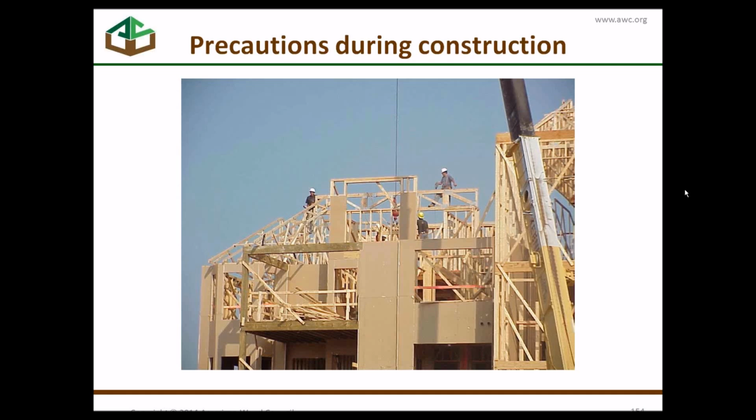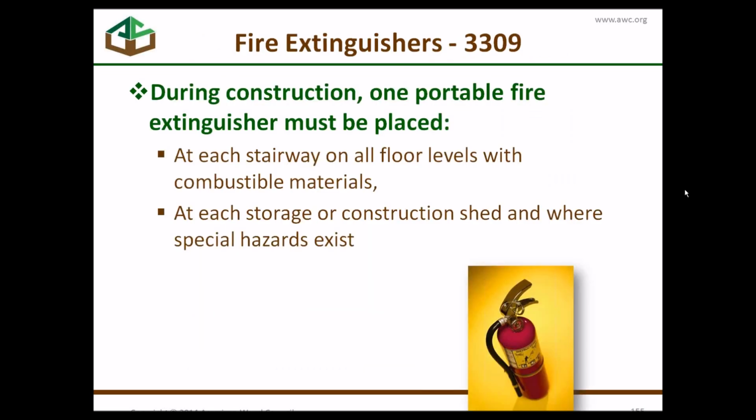The code anticipates this and has a number of provisions, and if they're ignored, will do no good. So we're going to point them out and highlight what's happened with these provisions in the code. They're all in Chapter 33 in the IBC and also Chapter 33 of the IFC, the Fire Code. First of all, you have fire extinguishers. Right now we're in the International Building Code. You have fire extinguishers required during construction at all stairways, all floor levels.